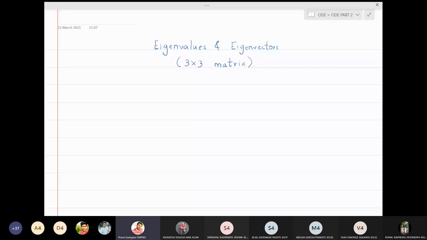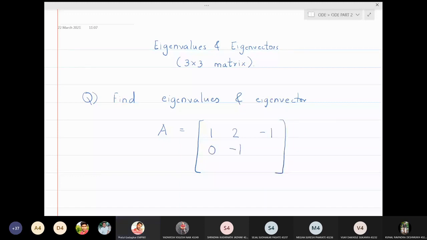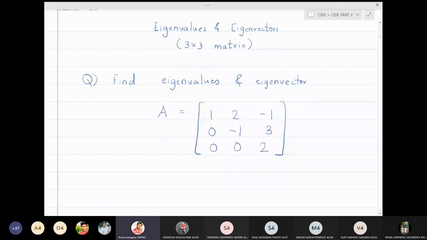Okay, so now we will see how to calculate eigenvalues and eigenvectors for a 3 by 3 matrix. So let me write the question. Find eigenvalues and eigenvectors for A equal to [1, 2, -1; 0, -1, 3; 0, 0, 2]. Okay, so let us see the solution now.